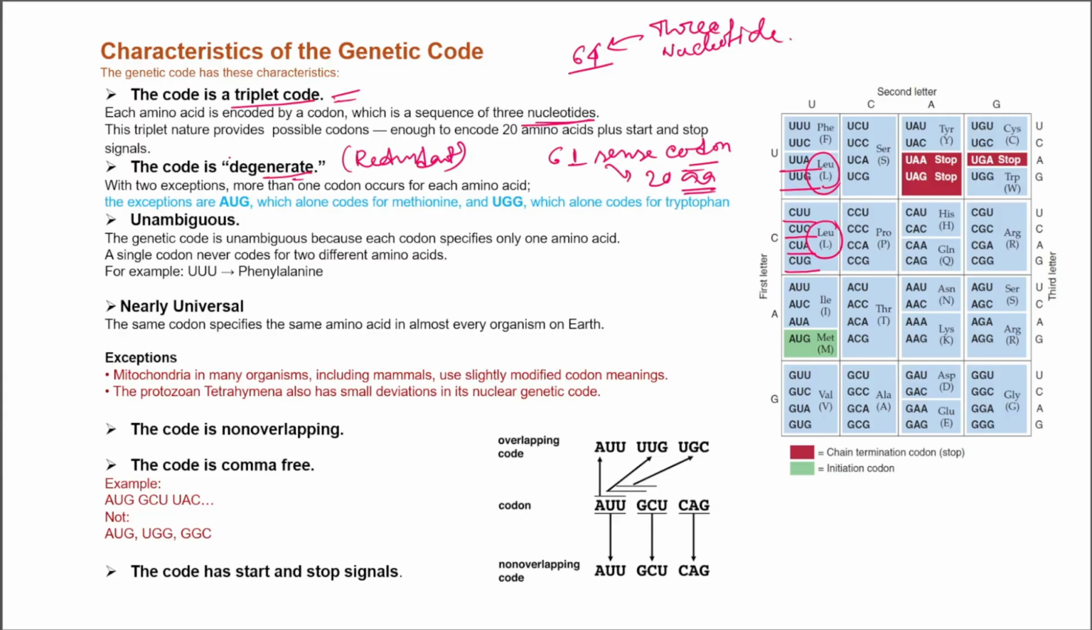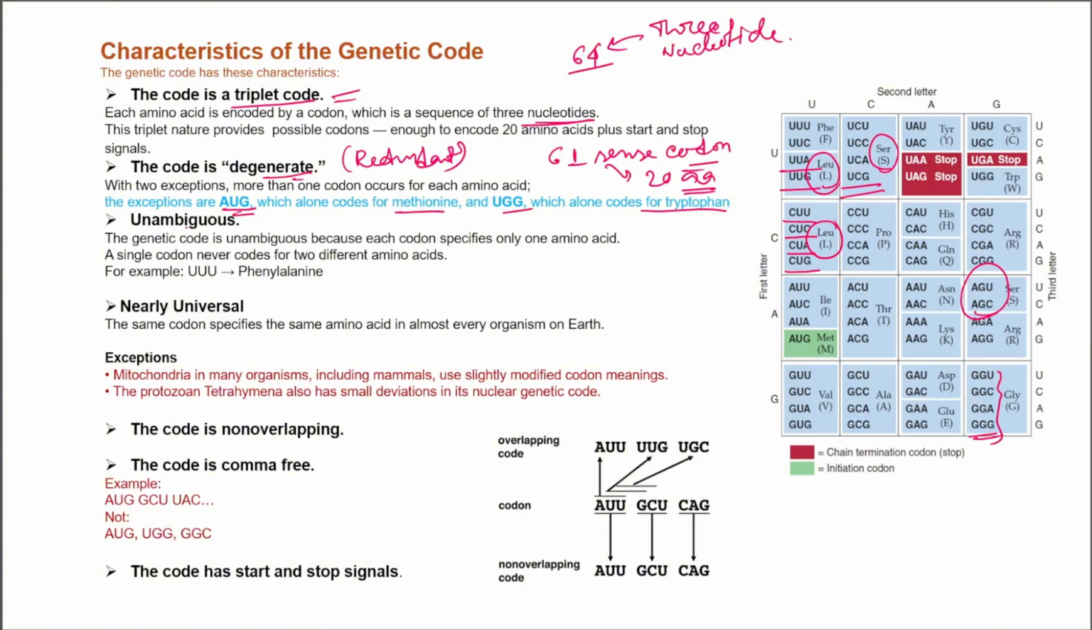And here are some exceptions: AUG, which alone codes for methionine, and UGG, which alone codes for tryptophan. Another example is leucine, which has 6 codons, and serine also has 6 codons: here 4 codons and here 2 codons, total 6. And glycine is encoded by 4 codons. So one amino acid can have more than one codon.